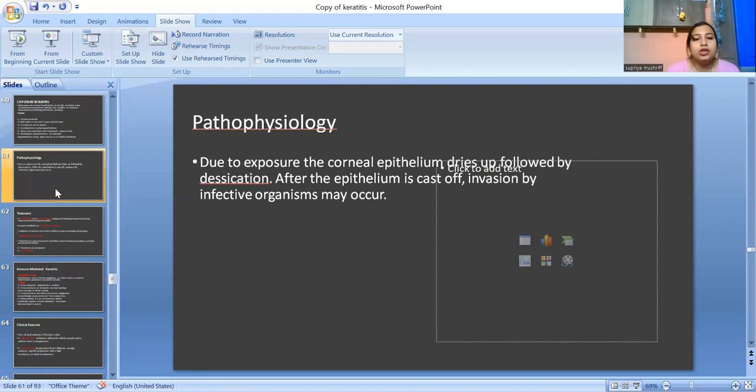Pathophysiology: due to exposure, the corneal epithelium dries up, followed by desiccation. Often the epithelium is sloughed off, and invasion by infective organisms may occur.